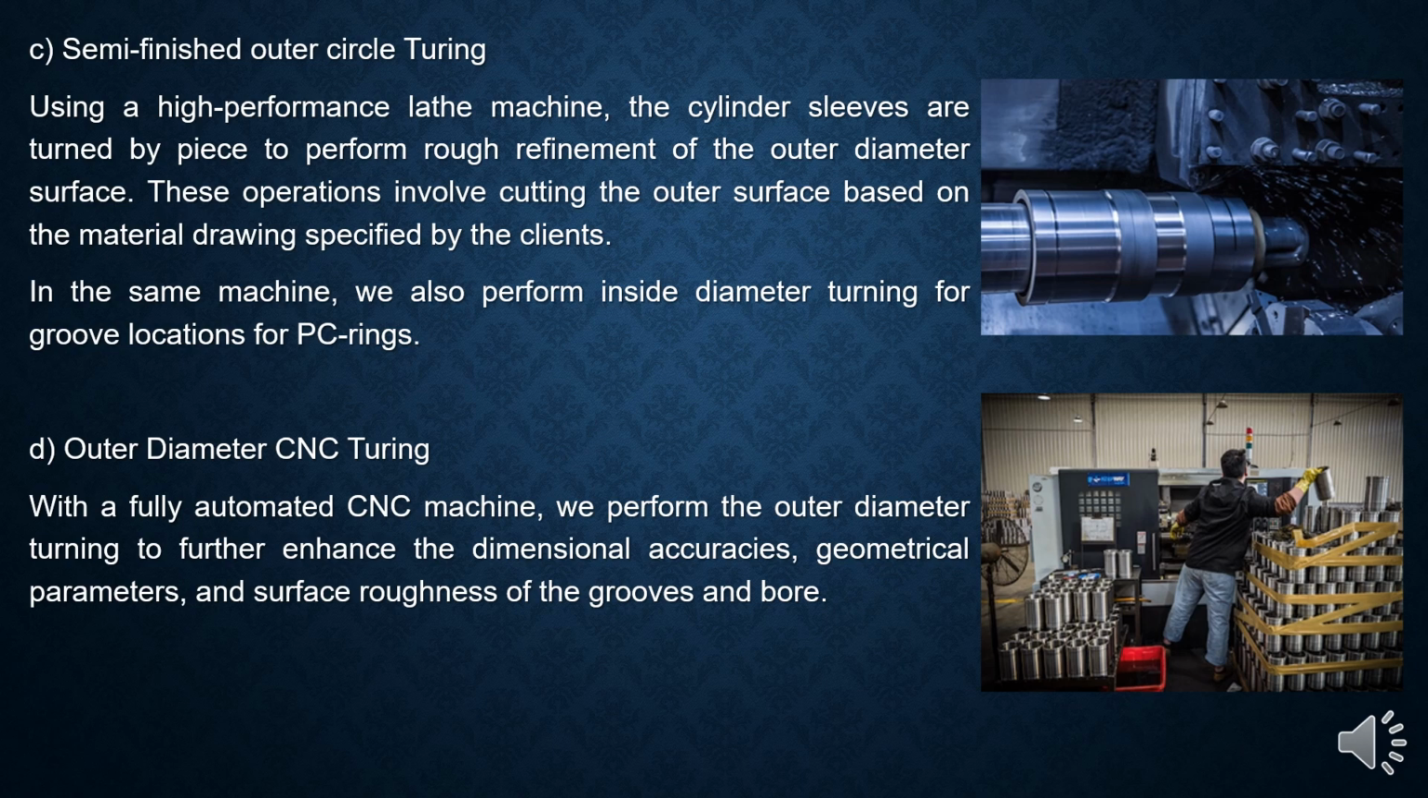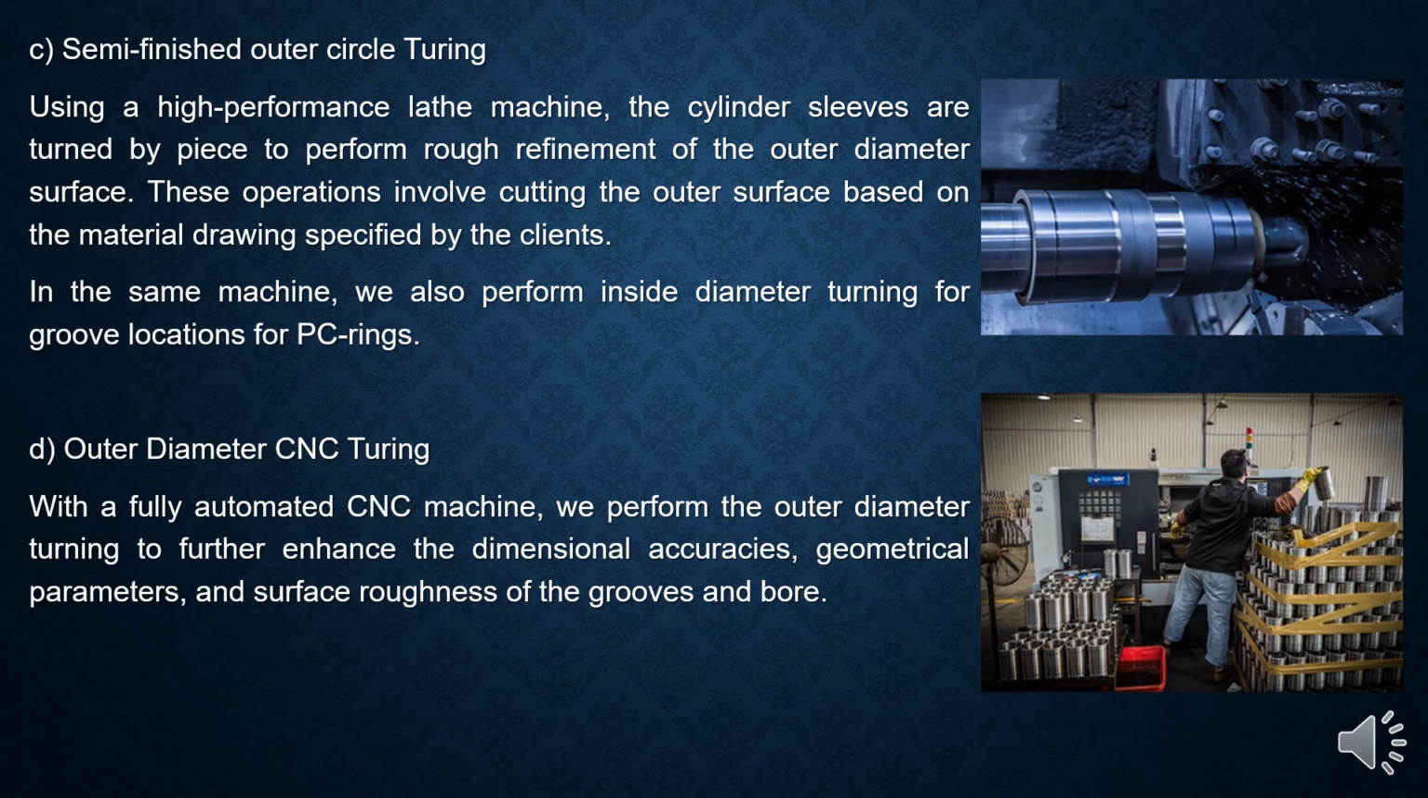Next process is semi-finished outer circle turning. Using a high-performance lathe machine, the cylinder sleeves are turned piece by piece to perform rough refinement of the outer diameter surface. These operations involve cutting of the outer surface based on the drawing specified by the client. So in this semi-finished outer circle turning, the outer surface of the cylinder liner is being machined. In the same machine, we also perform inside diameter turning from the groove location for PC rings. So for PC rings, inside diameter turning is also being done in this process of outer circle turning.